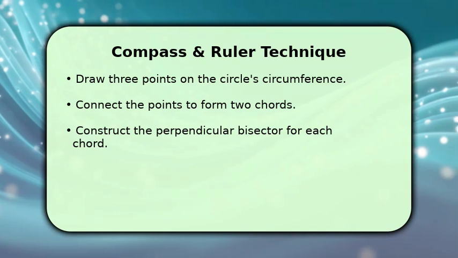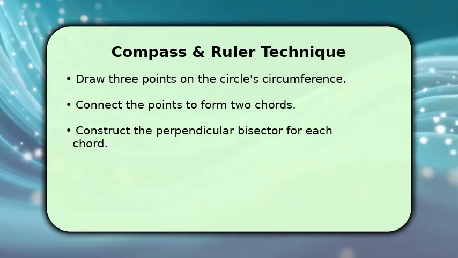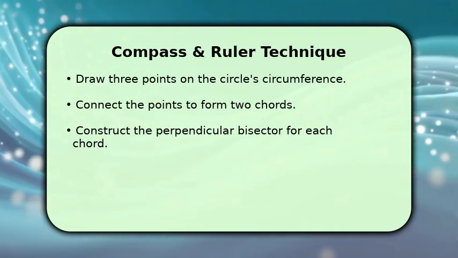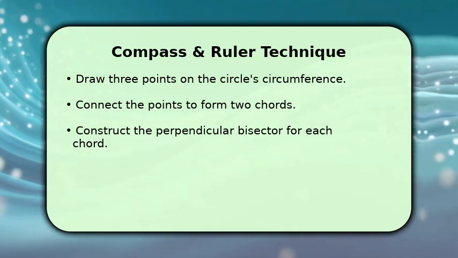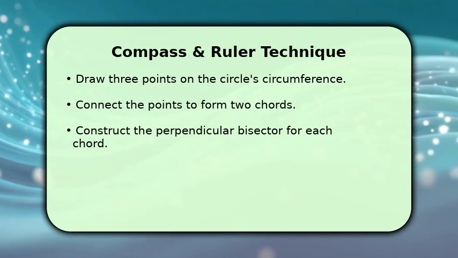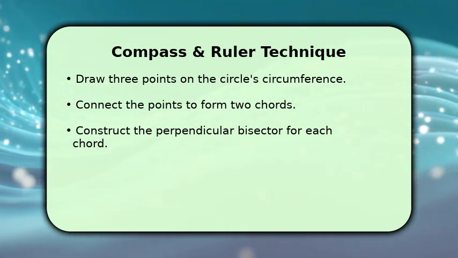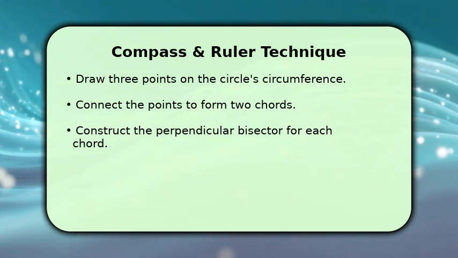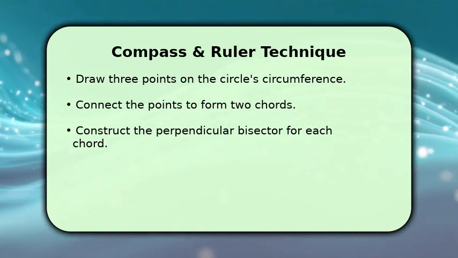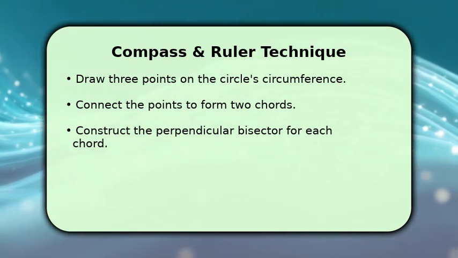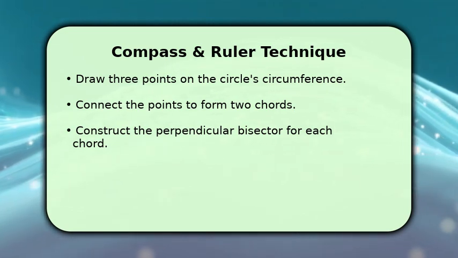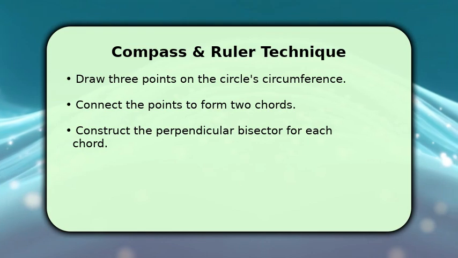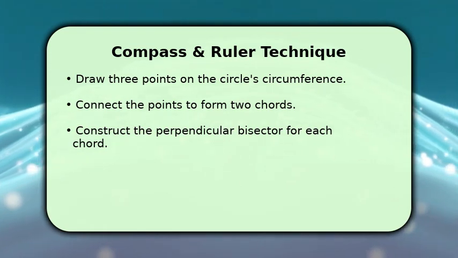For a slightly different approach, you can start by marking any three distinct points on the circle's circumference. Connect these points to form two chords. For example, connect point 1 to point 2 and point 2 to point 3. Then, just like our first method, construct the perpendicular bisector for each of these two chords. The single point where these two bisectors meet will accurately reveal the center of your circle. It's a precise geometric construction.